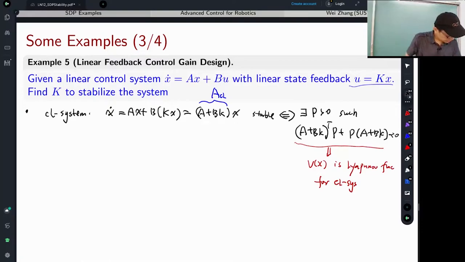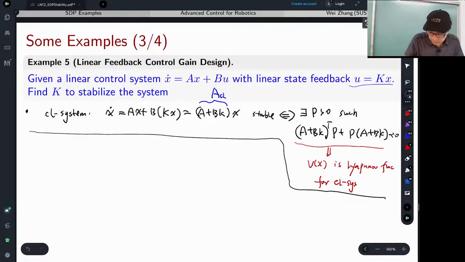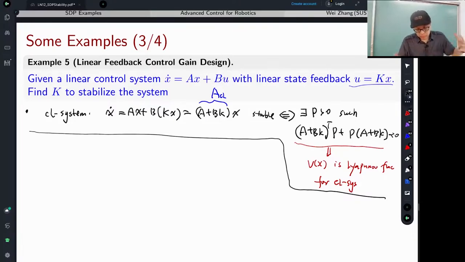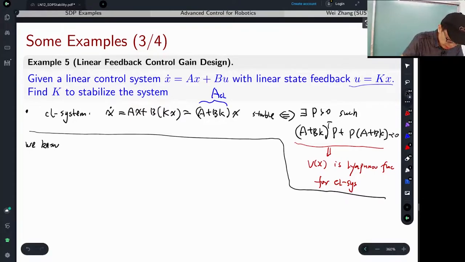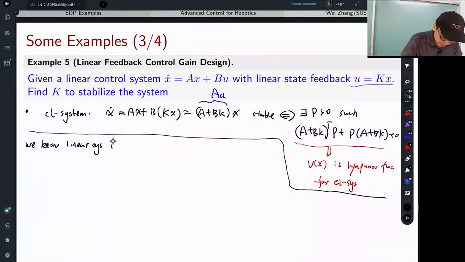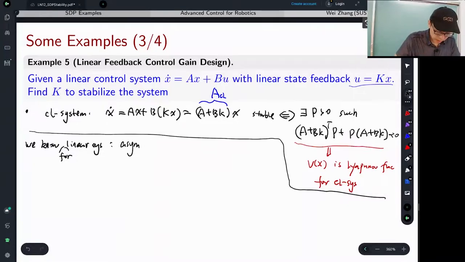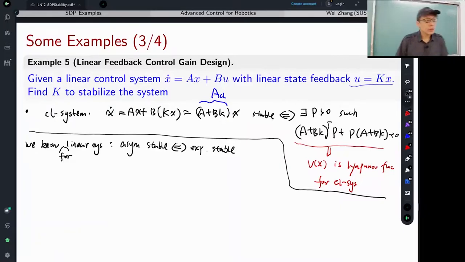Okay. Well, that's what you need to look for: P and K. We don't know K yet. P and K to satisfy this. Let me give a remark that's typically useful. For a linear system, asymptotic stability is equivalent to exponential stability. So for a linear system, if it's stable, it's just exponentially stable.